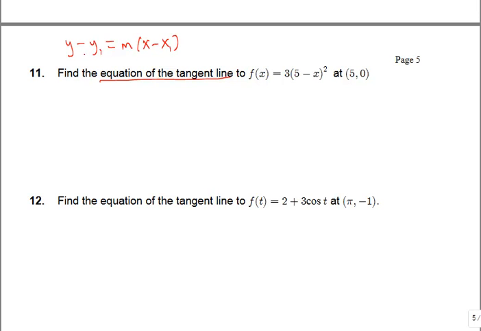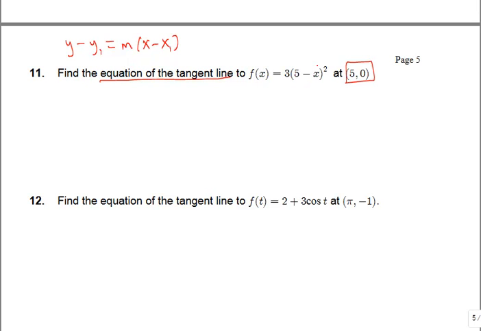equation of our line. We already know the x1 and the y1, that's this point right here. What we don't know yet is the m, and that's exactly what our derivative is. A derivative is the slope of our tangent line. So how do we find our derivative? We have to look at our function.